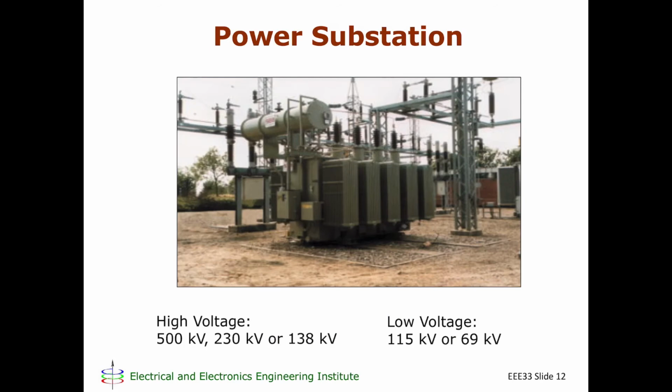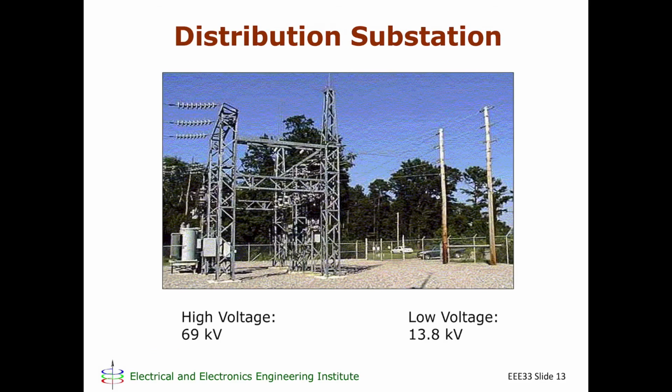Your power substation at the high voltage side, you see voltages of up to 500,000 volts. The low voltage side would step down to that intermediate high voltage I was telling you about, which is about 115 kilovolts or 69 kilovolts. The distribution substation will step down from 69 kilovolts to 13.8 kilovolts.